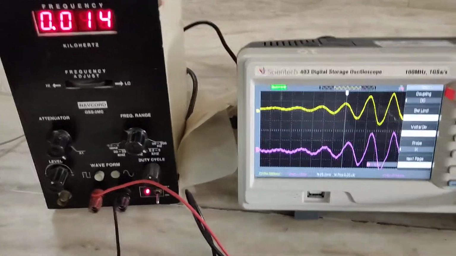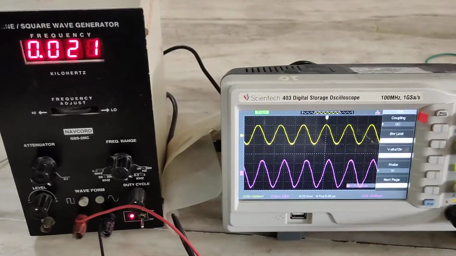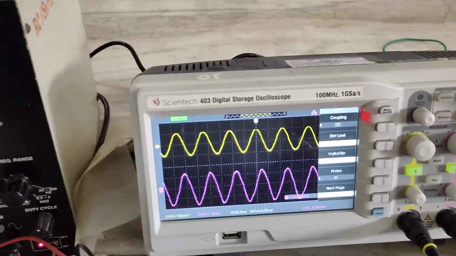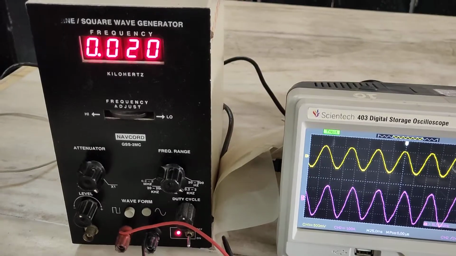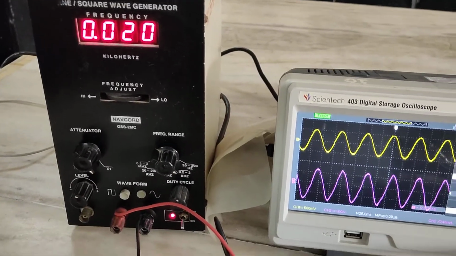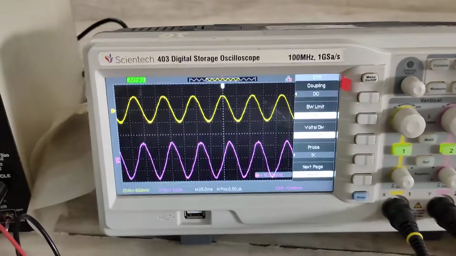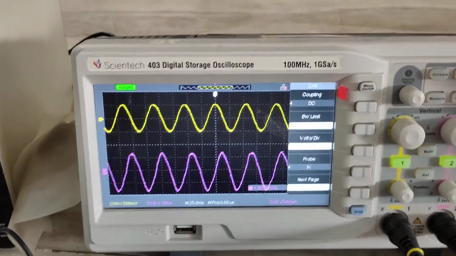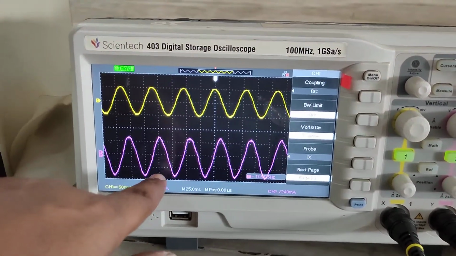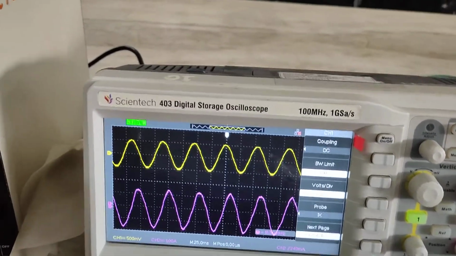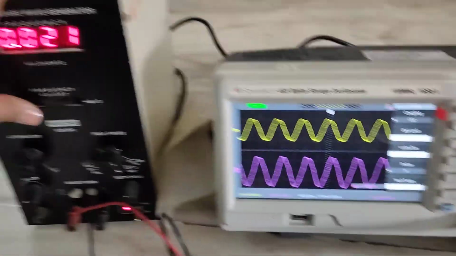Now we have to keep it at the smallest frequency possible. So I have taken 20 hertz, below which we cannot go. So at 20 hertz frequency I have measured the output with the help of this CRO. And then what you do in this experiment is increase the frequency.